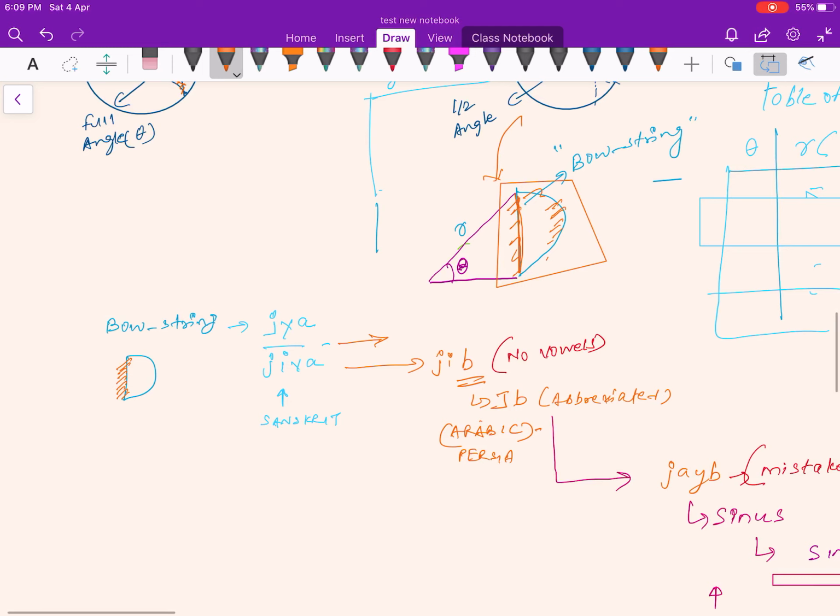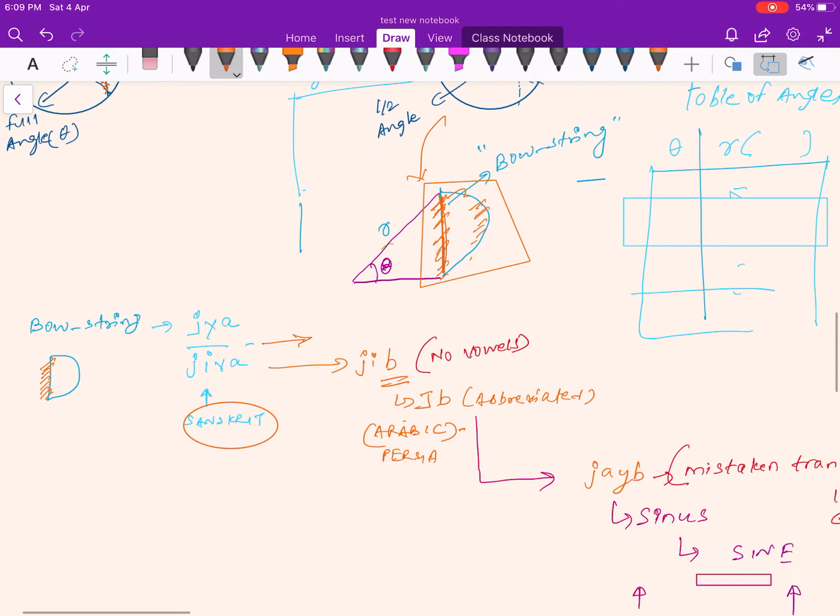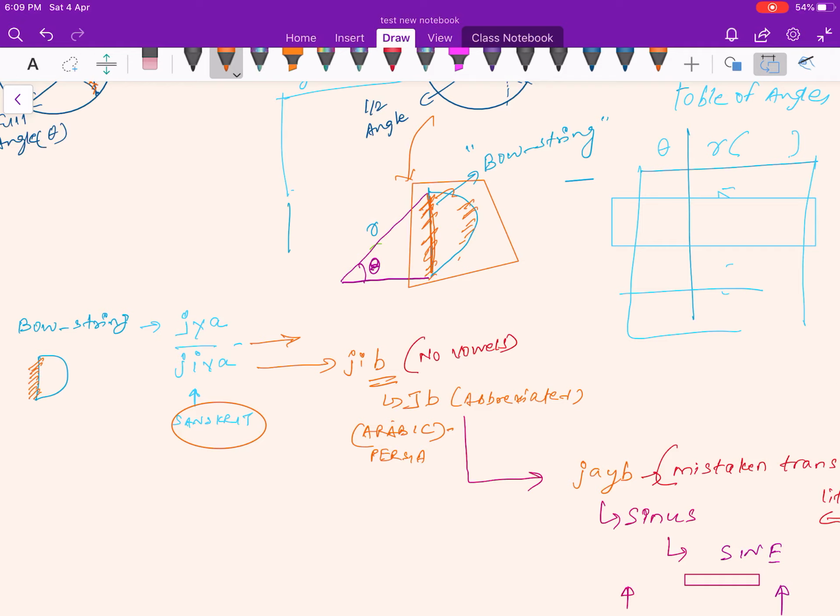This bowstring that I'm talking about, the line that is called the bowstring, in Sanskrit was called ja. I might be pronouncing it wrong, but you can appreciate the gravity of what I'm trying to say here. Ja, or it was also called jiva, J-I-V-A, in Sanskrit. When the Arabs were borrowing the literature and translating it, they were doing it in a literal sense, not in the mathematical sense.